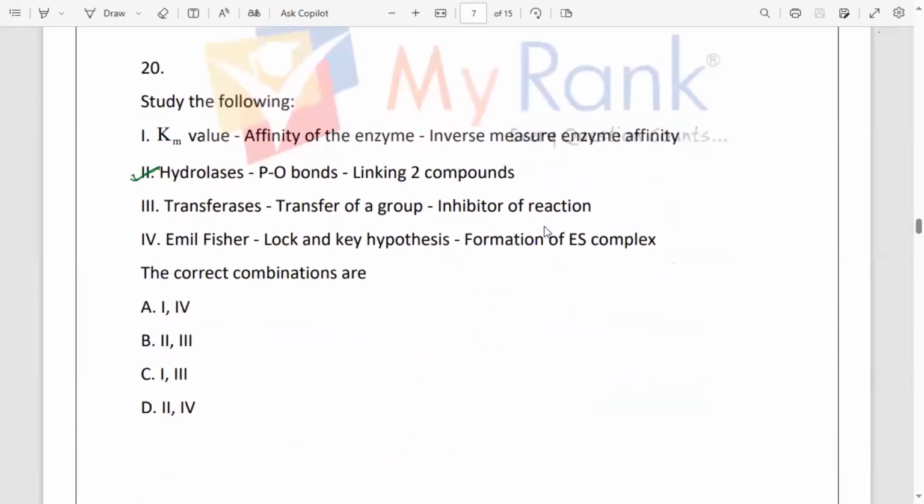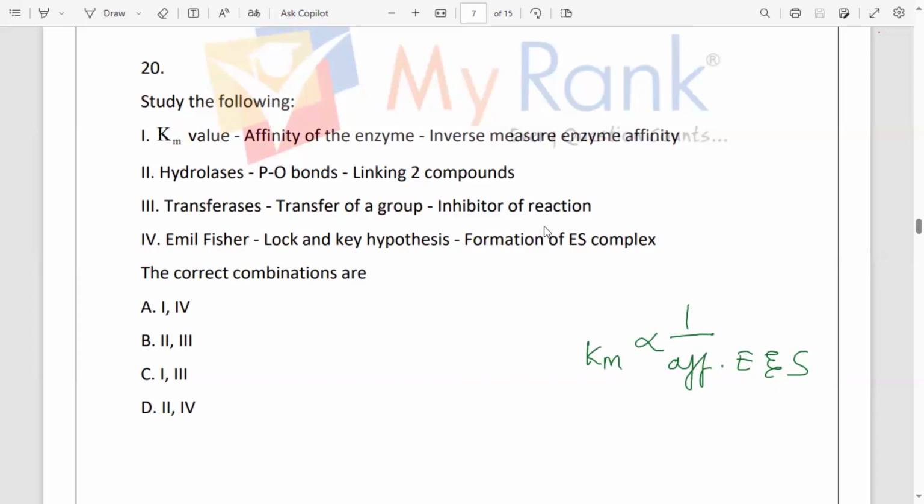So now we have to study the given statements and choose the correct combination. This is a set of 3 statements. Km means Michaelis-Menten constant, indicates the affinity of the enzyme to the substrate. It's the inverse measure of affinity. Of course, if Km value is more, affinity between enzyme and substrate will be less. If Km value is less, affinity will be more. So Km value is inversely proportional to affinity between enzyme and substrate. That's why it is written as inverse measure of enzyme affinity.